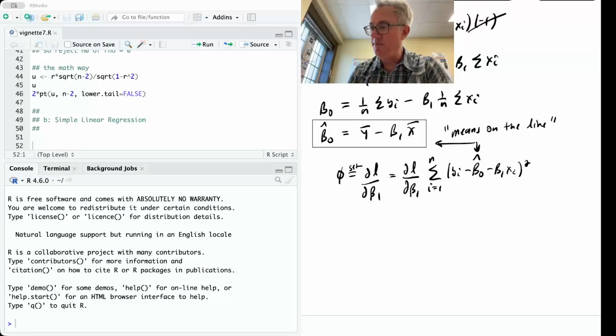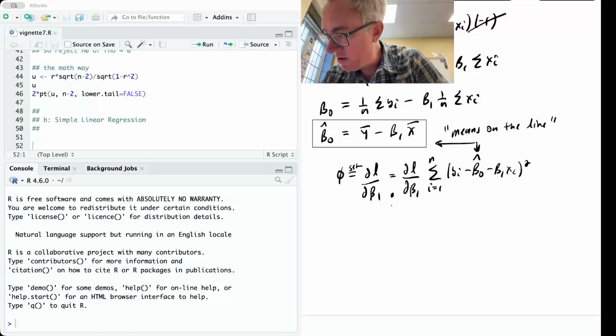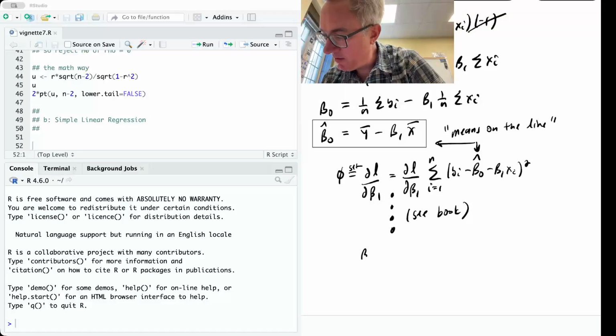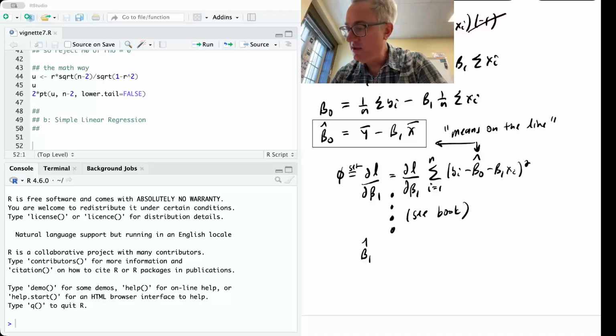So I'm going to get 2 copies of beta 1 in there. I've got to be a little bit careful. I'm not going to embarrass myself by doing this live. It's in the book, so I'm just going to jump to what the answer is. The answer has a really tidy expression.